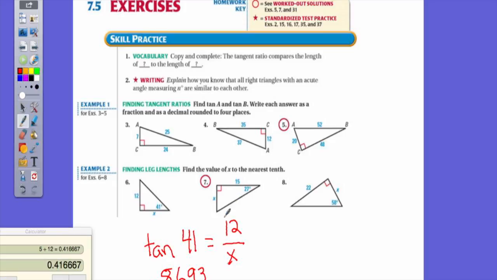0.8693. Okay, now hold on a second. Since you have 12 over x, you get rid of that x by multiplying both sides by what?